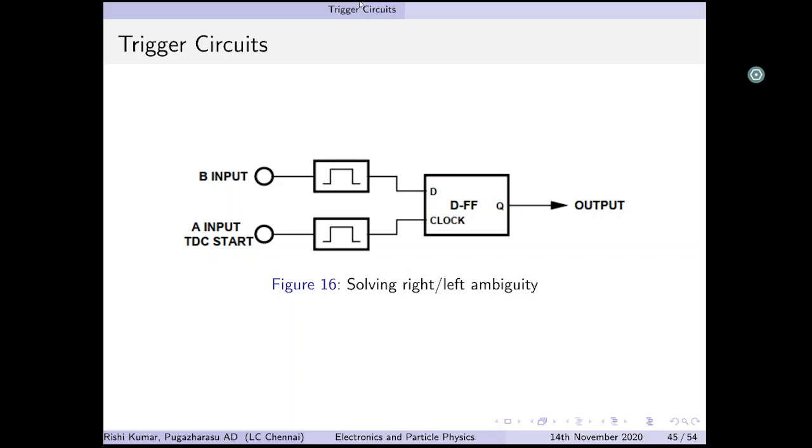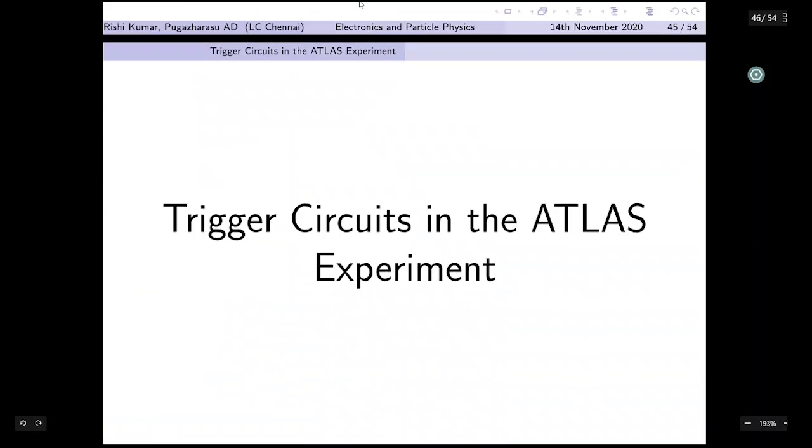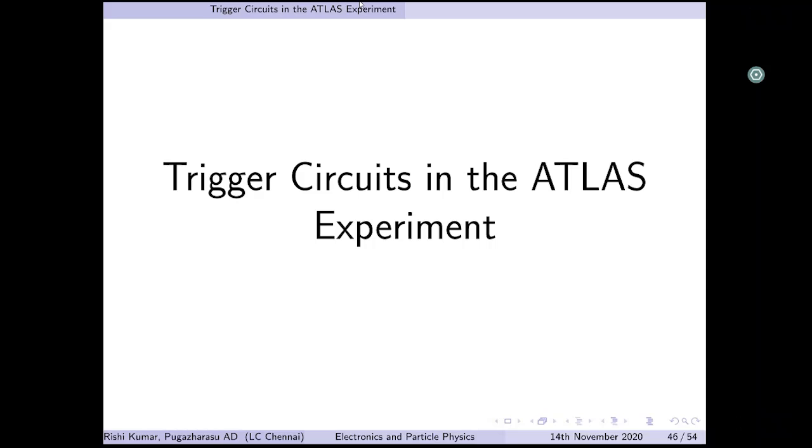However, this is a very crude example of the triggers that I've shown here. This mean circuit timer, we do not use analog ones anymore, but I hope this has given us a good picture as to how triggers work. Because now we are going to be looking at something that was actually implemented at CERN. We're actually going to be looking at the trigger circuits in ATLAS.